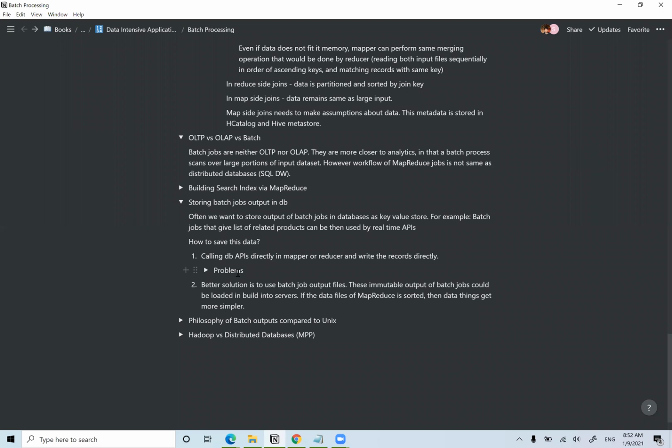the better solution, if you want to save your output, is don't save your output in the middle. Wait for the batch job to produce its final output files. Then these output files could be used as your data, which could be loaded into your database. There could be various ways, but use that final output file to save the data.